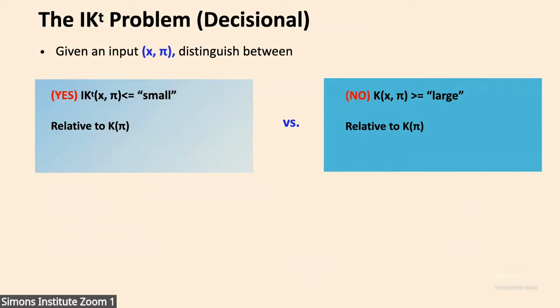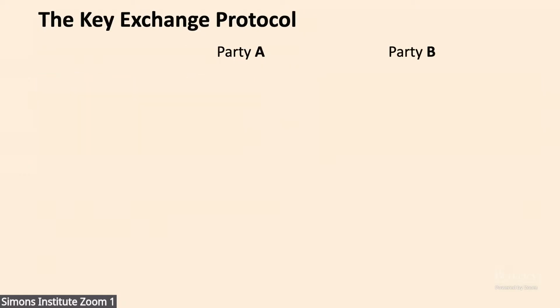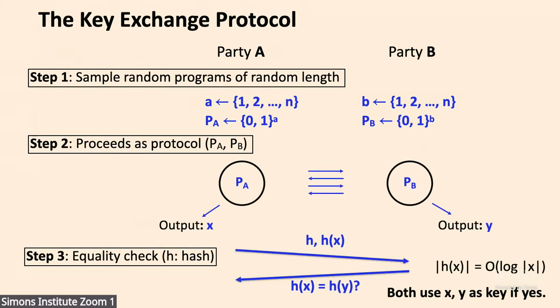In essence, the problem is going to be the worst case hardness of distinguishing whether IKT is small or large. In fact, it's going to be whether IKT is small or Kolmogorov complexity is large. And the worst case hardness of this problem turns out to actually characterize key exchange. And the protocol, let me just give you a minute what it is. It's kind of crazy. The protocol is the following.